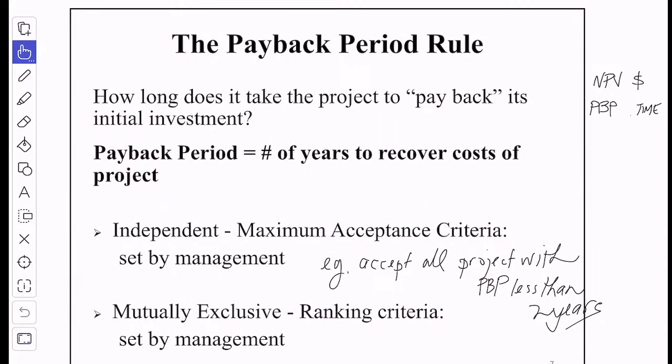All right, so the payback period rule is a measure of time to recover costs of the project. So for instance, it might be several projects and you have to decide if you're going to accept them. The rule would be set by management, accept projects with payback period, for instance, less than 2 years. Or you want to invest in the project that pays back soonest. You can rank them by the years that they take to pay back and pick the project that pays back the soonest.